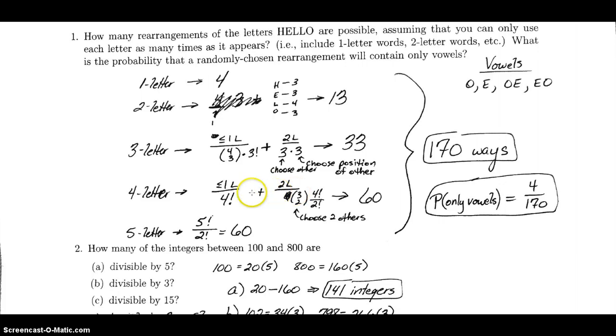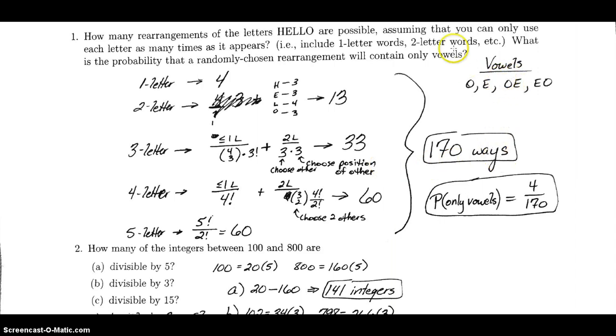Same logic for 4. For 5, we could use the same logic, but we do have a nice formula when we're using all the letters available, which is just 5 factorial would be the total if there were not any duplicates. And then there is a double L, so we divide by 2 factorial. Okay, totaling all that, we get 170.